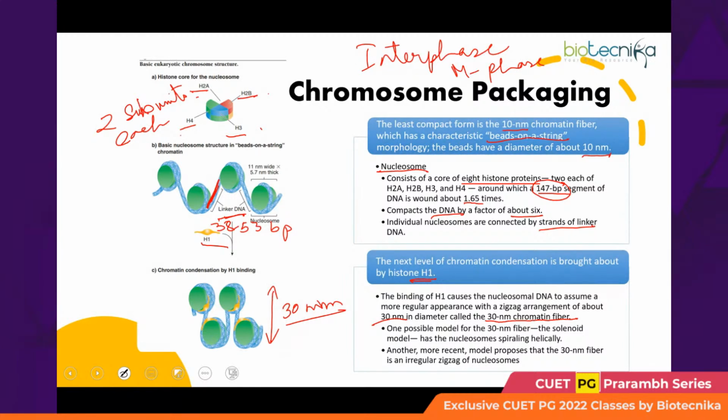Now in the interphase, when we see the chromatin as the most relaxed, as a thin fiber-like thread, at that time the chromatin exists in this 30 nanometer chromatin structure. In this format only, this 30 nanometer structure, in the interphase.